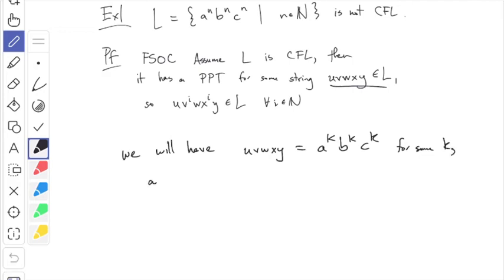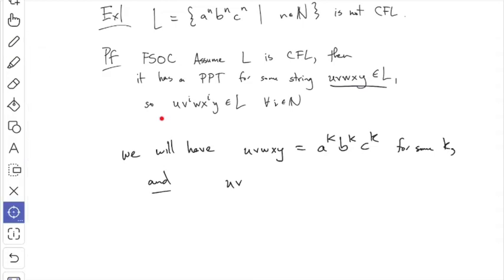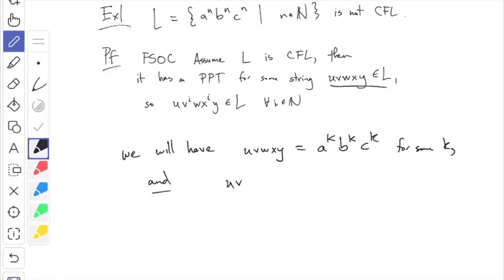And also, this thing that I wrote here is true for all i, but in basically every example we're going to do, all that matters is if you just pump it once. So if we only pump it once, it is also true that u, v squared, w, x squared, y has the same format. It also looks like a to some power, not the same k again, but some bunch of a's followed by the same number of b's followed by the same number of c's, okay?